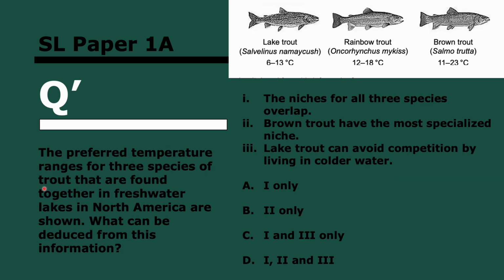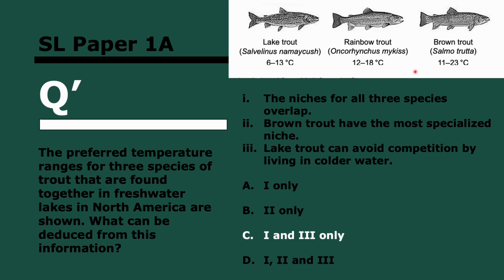Good. So, the preferred temperature ranges for the 3 species of trout that are found together in freshwater lakes in North America are shown. Wow, that was a mouthful. What can be deduced from this information? All right. Once again, think now, pause, and 3, 2, and 1. It's 1 and 3. So brown trout do not have the most specialized niche.